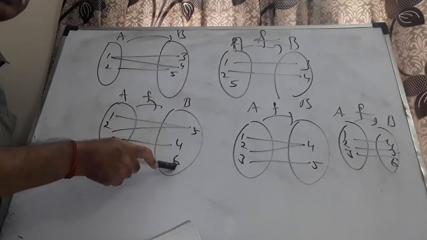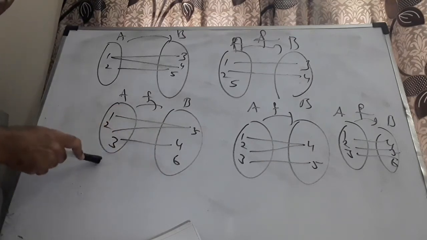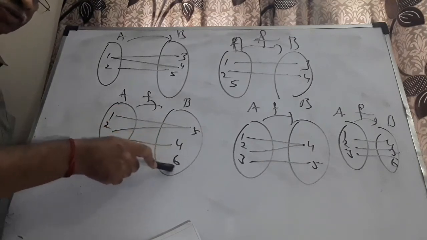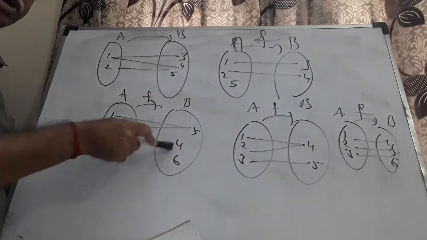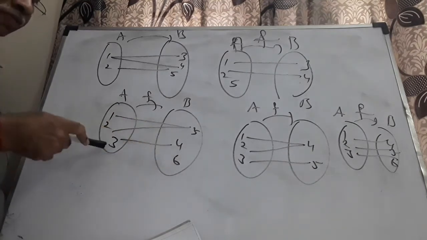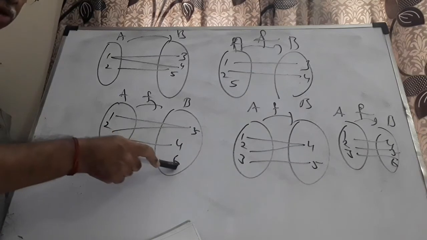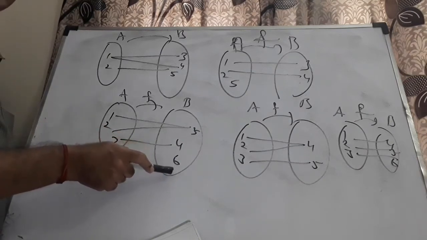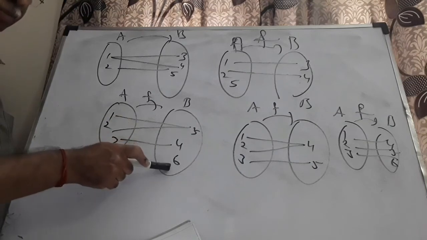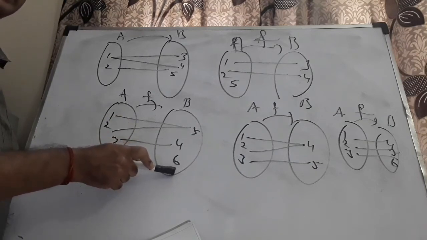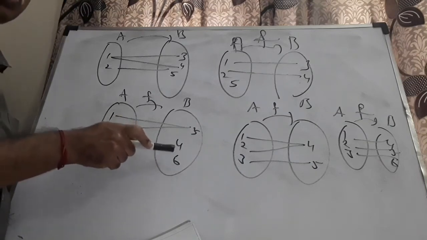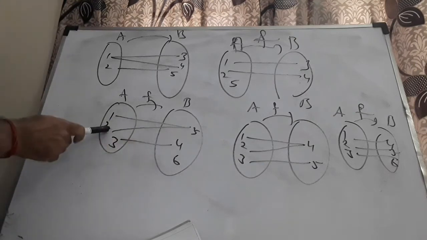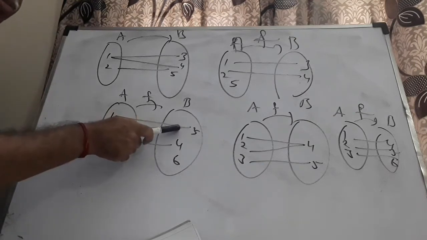And here you just imagine 6 doesn't have a pre-image, or otherwise you can imagine that this is a destination. This destination does not have a train from this place. Therefore, 6 does not have a passenger at all. Therefore, such a function is called an into function. If some element in B is left out, it is called an into function, not onto. Here, many elements go to one element.